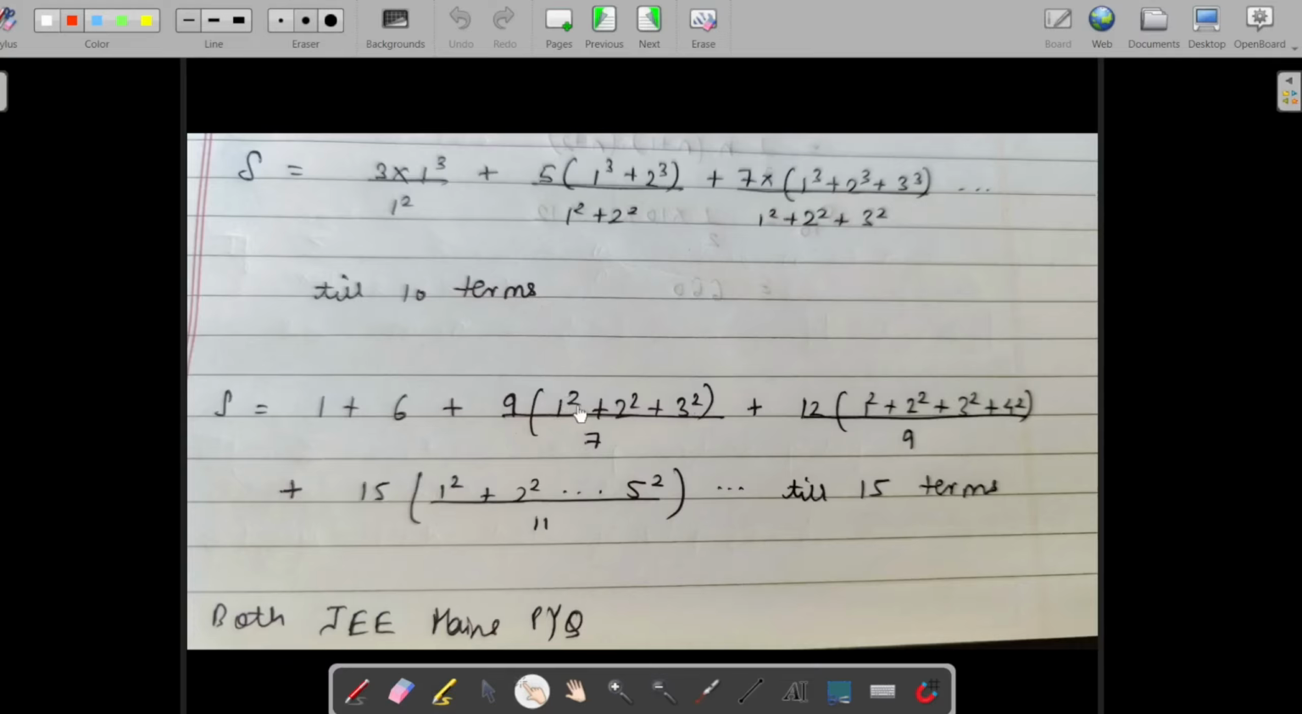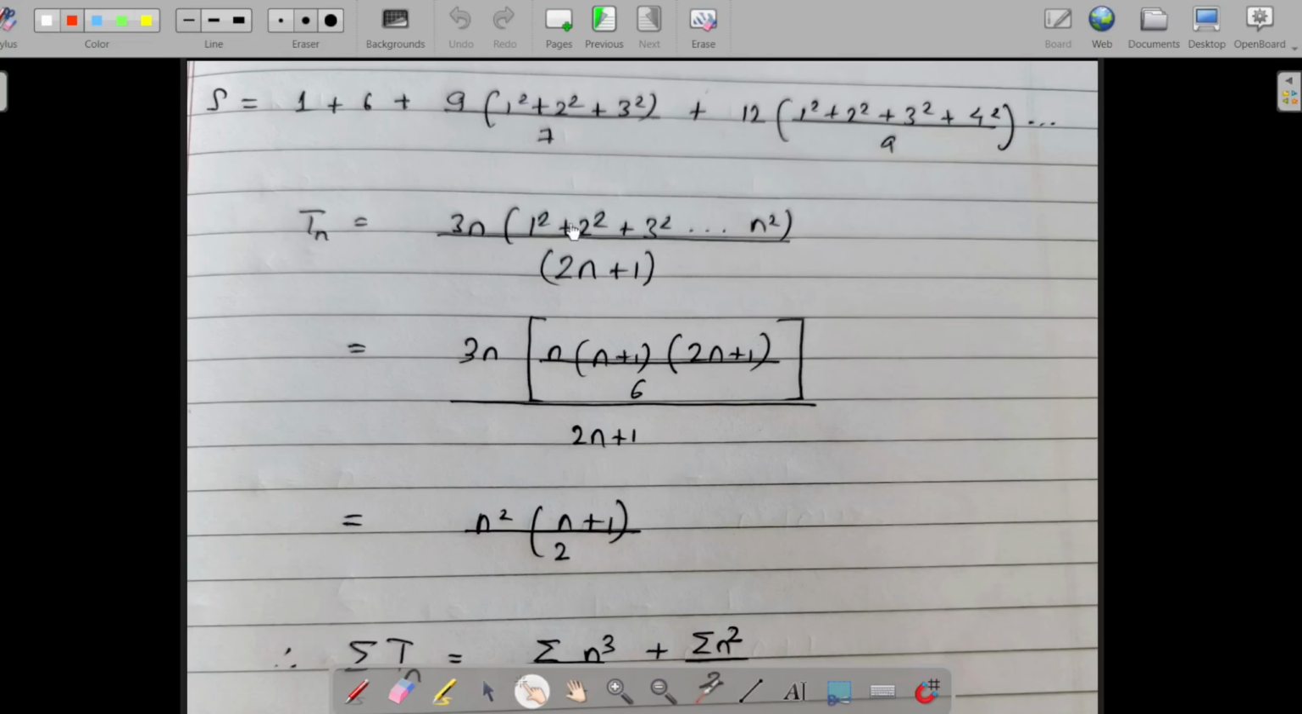This is again very simple. First 1 square, 2 squares, third term 3 squares, fourth term 4 squares, fifth term 5 squares and so on. And this one is again an AP in which the first term is 7 but the common difference is 2, right? So it will be 2n plus something. See, this is the third term, so 2n will be 6, so just add 1. So you will get 2n plus 1, that is 7. So the denominator will be 2n plus 1. So that is what the general term is: 3n into 1 square plus 2 square plus 3 square till n square upon 2n plus 1.